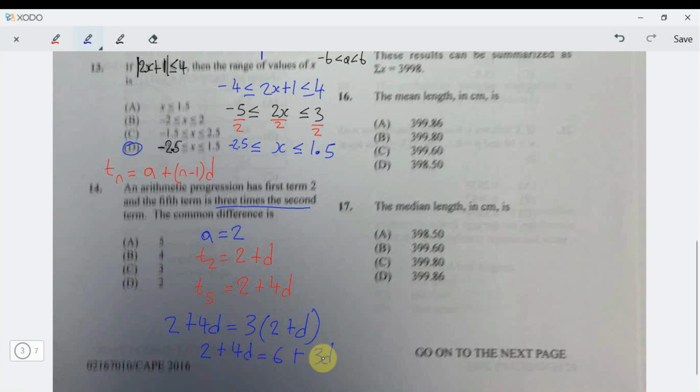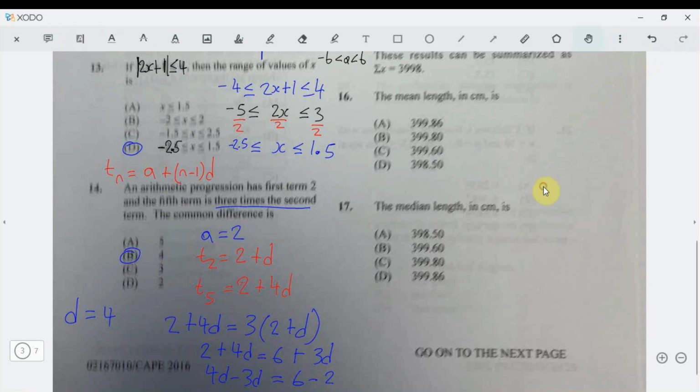So we're saying 2 plus 4d is equal to 6 plus 3d. Group the d's on one side, so bring 3d over here to get 4d minus 3d equal, bring the 2 over there, 6 minus 2. 4d minus 3d is d, equal 6 minus 2 is 4. So the common difference is 4. Easy stuff, easy and nice.